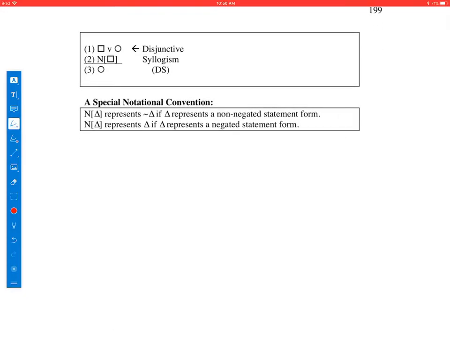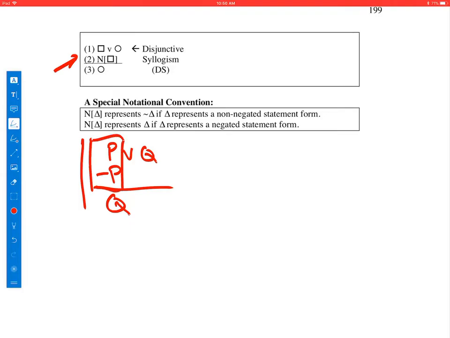Disjunctive syllogism. So we're again using this notation, the N brackets, which means the opposite of. So if we have P or Q and not P, we get Q. See how this is a substitution instance of that argument form above. Now notice one thing, and we're going to be particular about this. We have the opposite of the first disjunct, and then we are allowed to conclude the second disjunct.